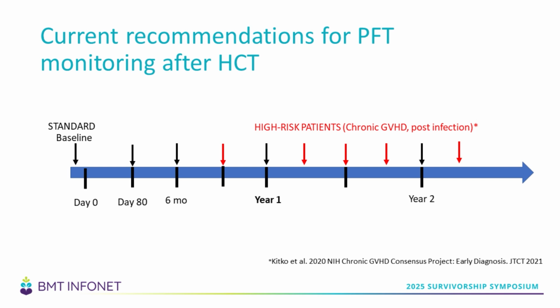So we want to try to catch people in the early phase, which means that after transplant, one should be getting routine PFTs at 3 to 6 month intervals. Certainly, everybody post-transplant should have one: before transplant, day 80, 100, 6 months, and then annually thereafter. And if you have chronic GVHD, you really need one at the time of your GVHD diagnosis.